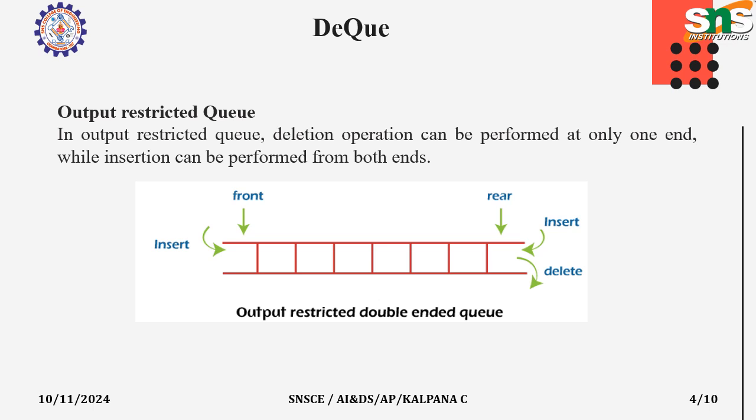And next type is output restricted queue. Like our input restricted, where insertion is possible at one end and deletion is possible at both the ends, here deletion is possible at only one end, that is rear, and insert operation is possible at both the ends, that is front as well as rear. So in output restricted Deque, deletion is possible at one end, insertion is possible at both the ends.